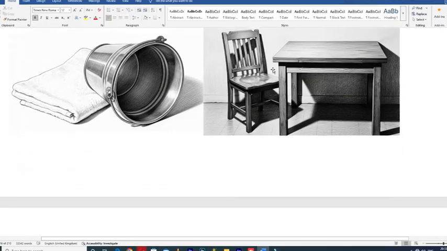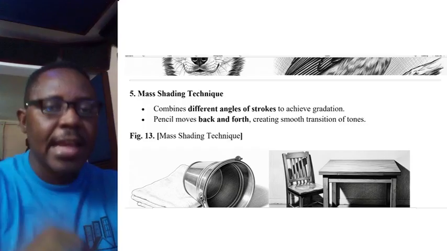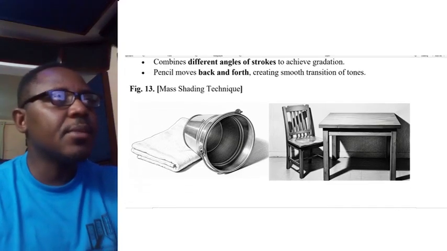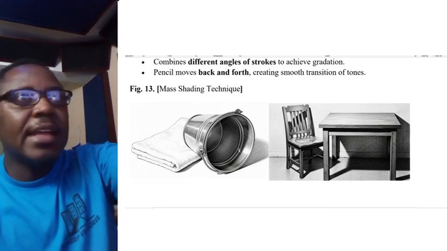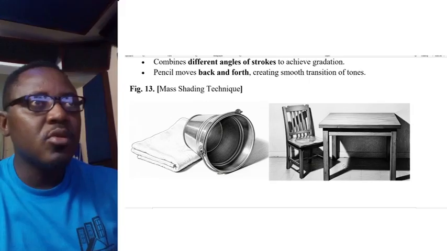Now let's go to the next technique. And then they also said the pencil moves back and forth. It goes forward and back like that. That is how you do mask shading. And then there are some things you are seeing here that I would explain in the practical class, so that you will not be confused.